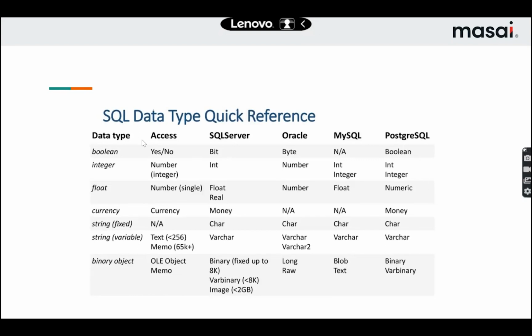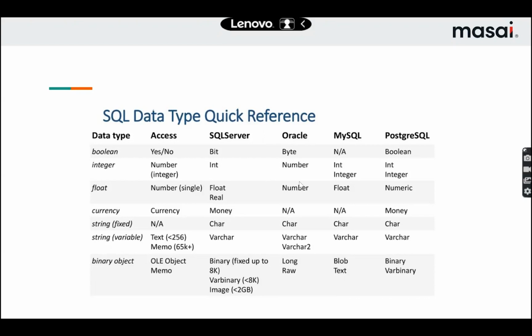Here you can see the data types, and these are the different tools of SQL: Access, SQL Server, Oracle, MySQL, PostgreSQL. They identify each data type a little bit differently. If you are talking about Boolean, in Microsoft Access you can use yes/no. In SQL Server you have to use bit, and in Oracle you have to use byte. MySQL uses Boolean. What is this all about?